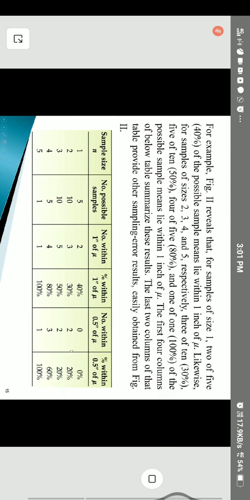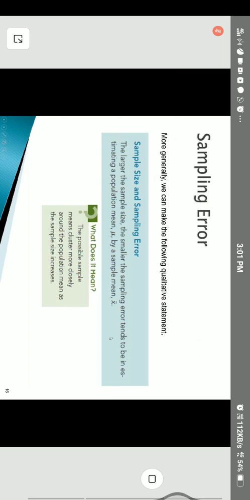So 0% error. If you have 2, 20%. If you have two possible samples within the 10, the number of possible samples is 10, with 20% error, 60% error and 100%. 0% with 0.5 of your mean population. So if you have fewer samples, it means there is more error. Okay. And then we look at the sampling error.